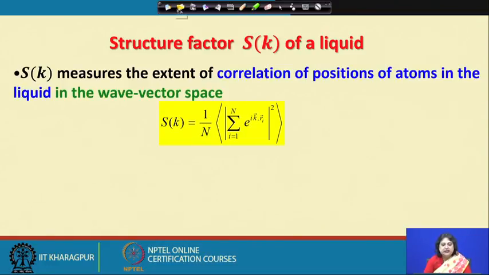And if I look at the exact expression for S of k, this can be derived. As you can see, here the S of k depends on the positions of the different atoms present in the system, and this is a Fourier transform of those functions of those positions.